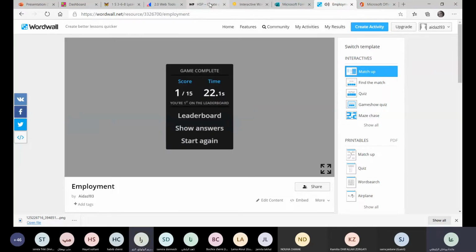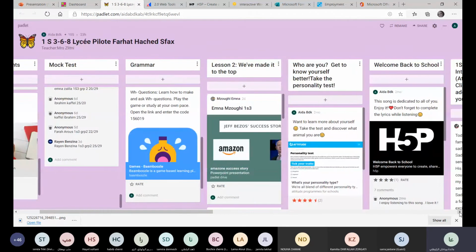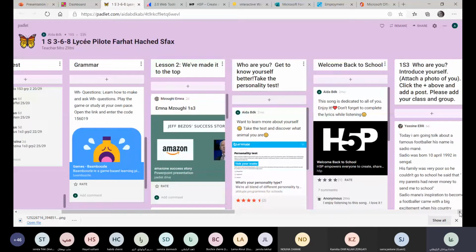I would go to my Padlet to show you the activities I have done with my students via Padlet. Okay, I post activities, but not regularly. Actually, I try to be cool with them, not to overload them, not overwhelm them.